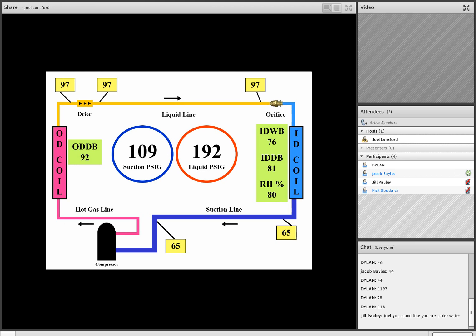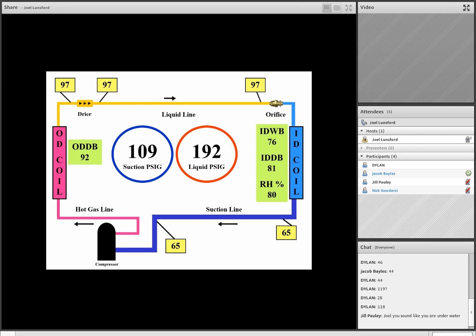Be 99. Sounds about right, 99 degrees. And we take a look at our temperature probe on the outlet of our condenser coil. We have 97. So we only have 2 degrees of subcooling. So in this example, we have low subcooling and low superheat. Let's translate that. The outdoor coil is absolutely starved. The indoor coil is absolutely flooded.